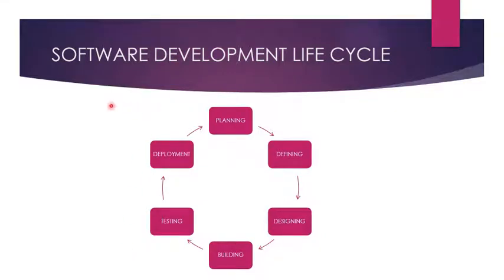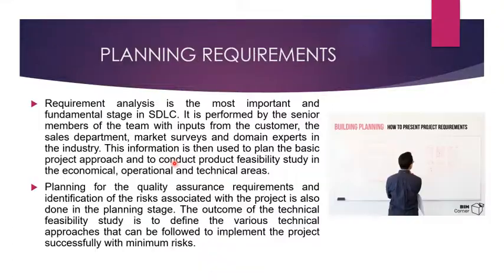Software development life cycle. There are 6 steps to define the life cycle of the software: planning, defining, designing, building, testing and deployment. First we are going to see about planning requirements. Requirement analysis is the most important and fundamental stage in SDLC. It is performed by a senior member of the team with input from the customer, the sales department, market surveys and domain experts in the industries.